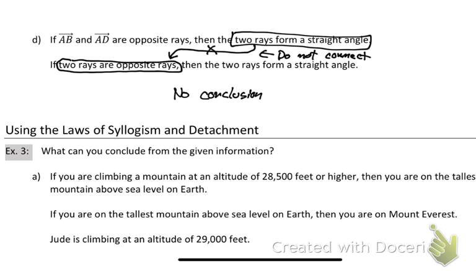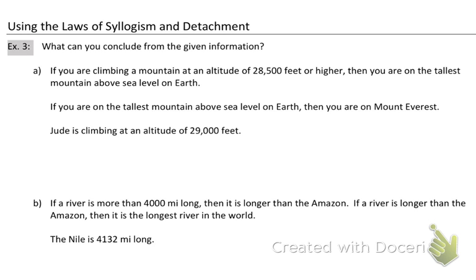Okay, then the last thing is we're going to combine the two things together using the law of syllogism and detachment. Now we're going to be given a statement. We're going to see if we can combine them, and we're going to see if the statement that they provide allows us to figure anything out. So this says, if you are climbing a mountain at an altitude of 28,500 feet or higher, then you are on the tallest mountain above sea level on Earth. If you are on the tallest mountain above sea level on Earth, then you are on Mount Everest.